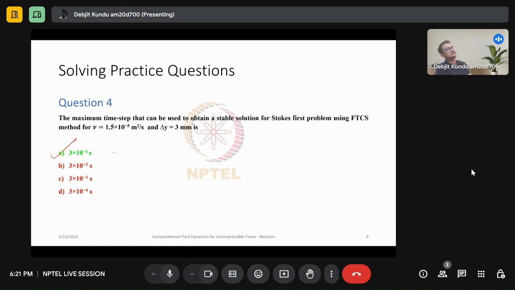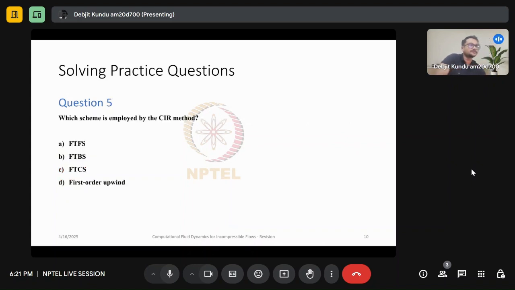So this is how you test the stability condition for FTCS schemes, and you can get the maximum time step which you can use. So you have to use some time step which is at most that much, or less than that.